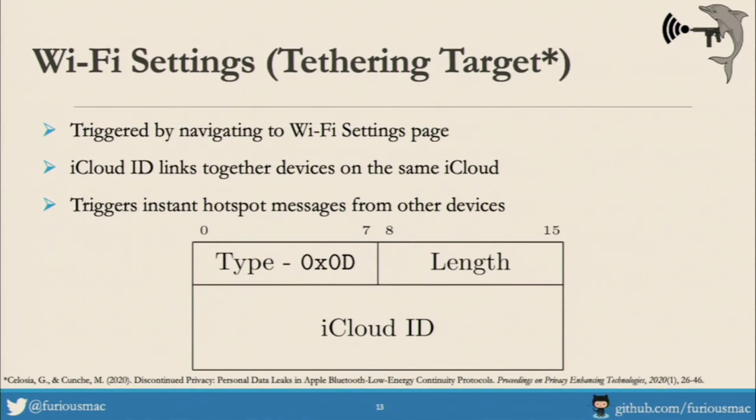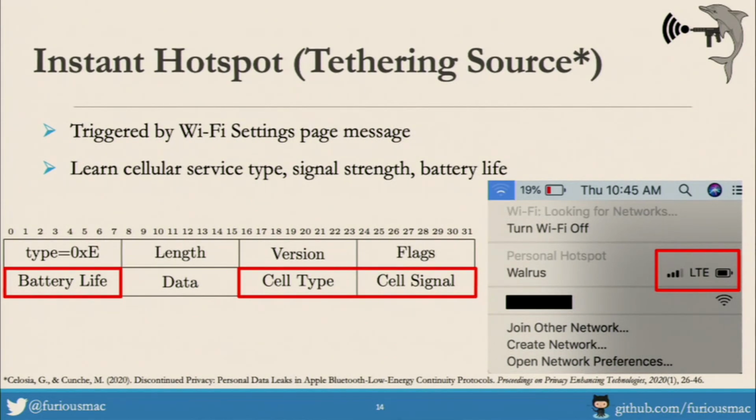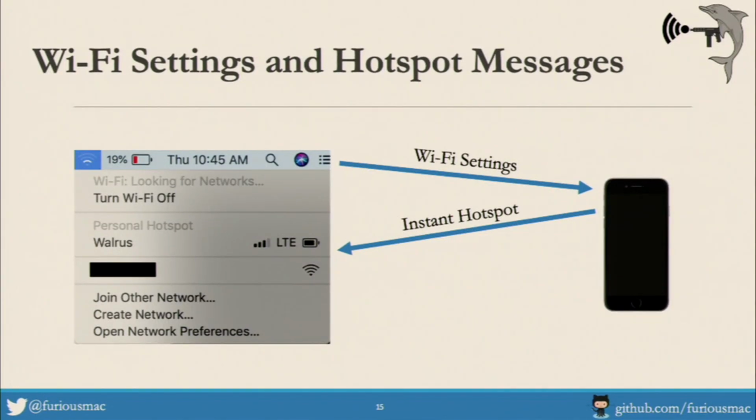And this message triggers a different message, which we call a hotspot message. What this message contains, in the various fields, is the battery life of your device, the cell type you're using, whether it's 3G, 4G, or LTE, and also the cell signal. So this is the flow that I can give you.